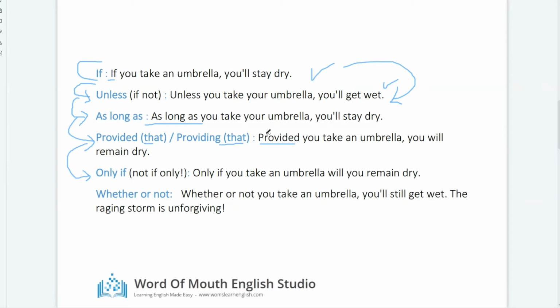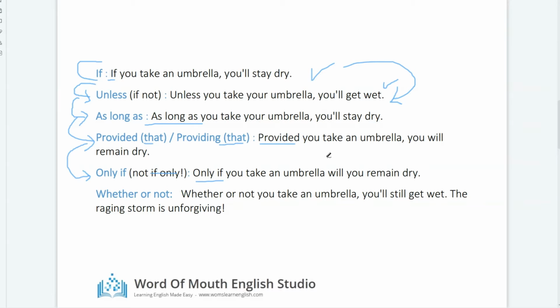Then there's the expression only if, but be careful, don't get it confused with the term if only, which is also used to express unreal situations or hypothetical situations that go contrary to past reality or present reality. Only if you take an umbrella will you remain dry. So only if, in this case, is another way to say if you take an umbrella, you'll remain dry.